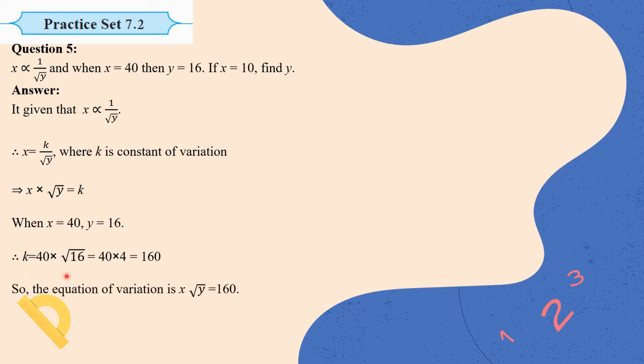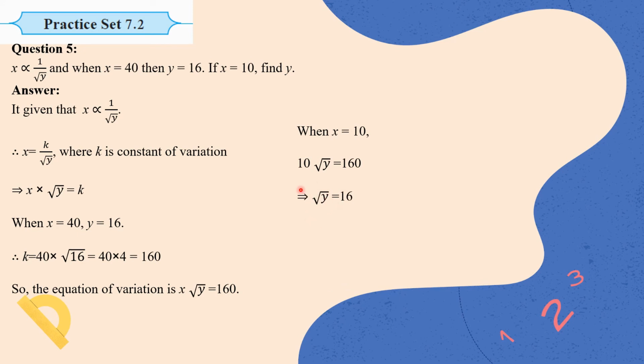Substitute the value of k in your equation of variation and you will have x into root y is equal to 160. Now, since you have the equation of variation and the value of k, when x is 10, we have to find out the value of y. So we'll substitute it in this equation. So 10 root y is equal to 160. Divide both the sides by 10 and you get root y is equal to 16.